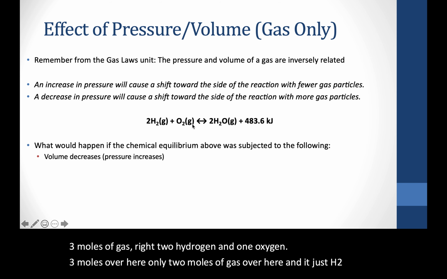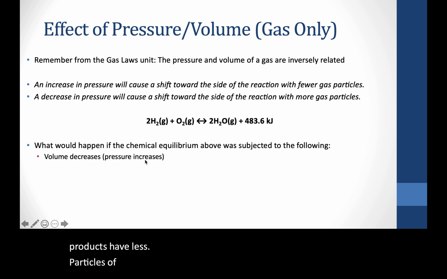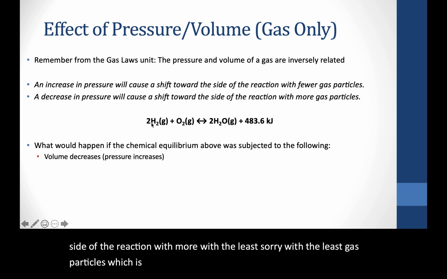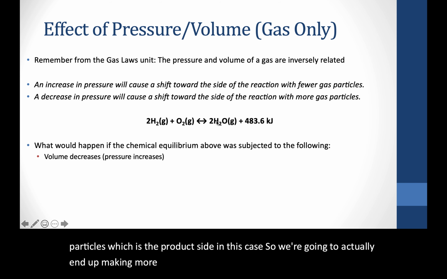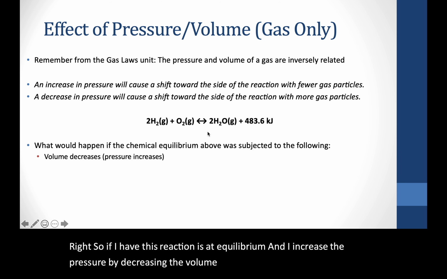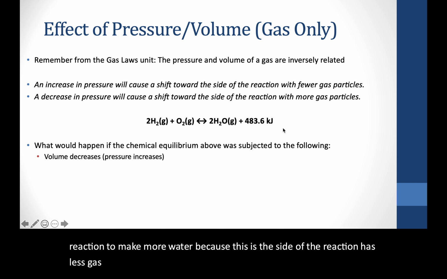So the products have fewer particles of gas. So if we increase the pressure, we're going to favor the side of the reaction with the least gas particles, which is the product side in this case. So we're going to actually end up making more H2O. Right? So if I have this reaction at equilibrium and I increase the pressure by decreasing the volume, it's going to cause the reaction to make more water because this is the side of the reaction that has fewer gas particles.